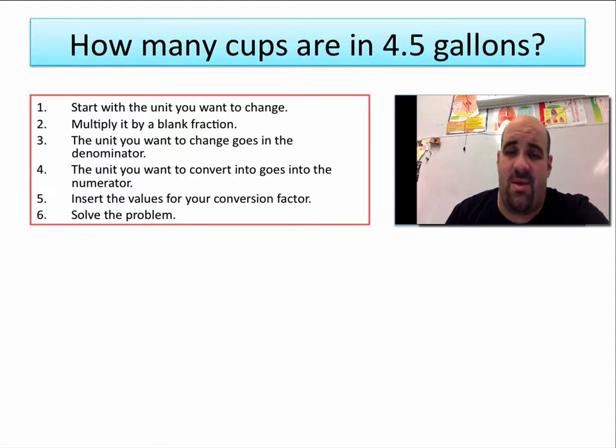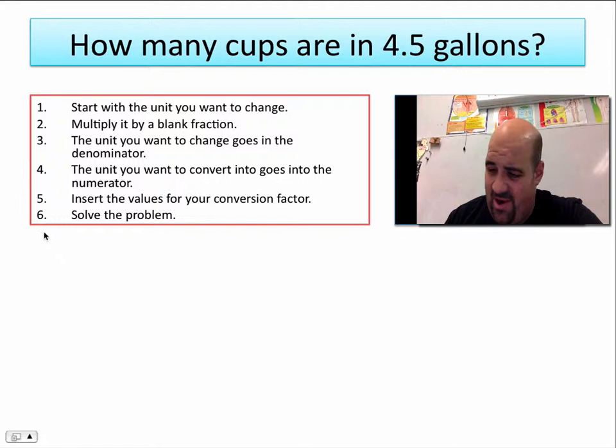Some you should know. You should know there's 12 inches in a foot. You should know that there are 12 objects in a dozen, 12 eggs in a dozen. If you had a dozen eggs, you have 12, things of that nature. Time, feet, you should know basic ones. But how many cups are in a gallon? And I'm going to do this out. Start with the unit you want to change. Well, I have 4.5 gallons.